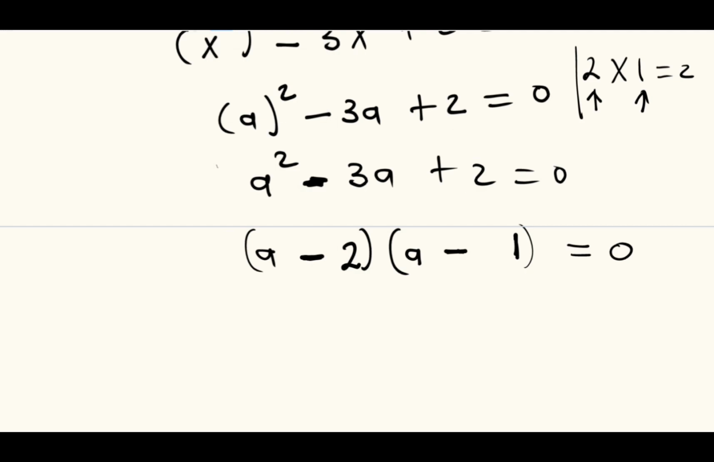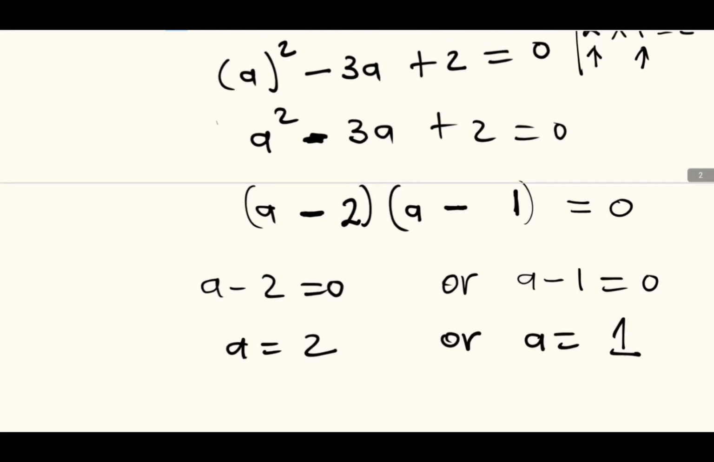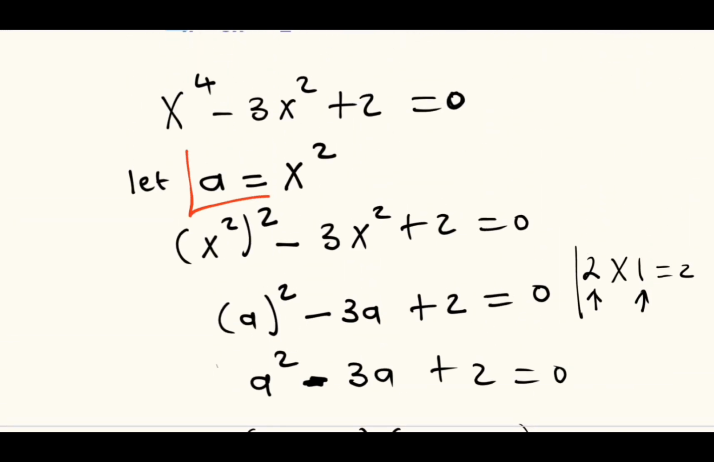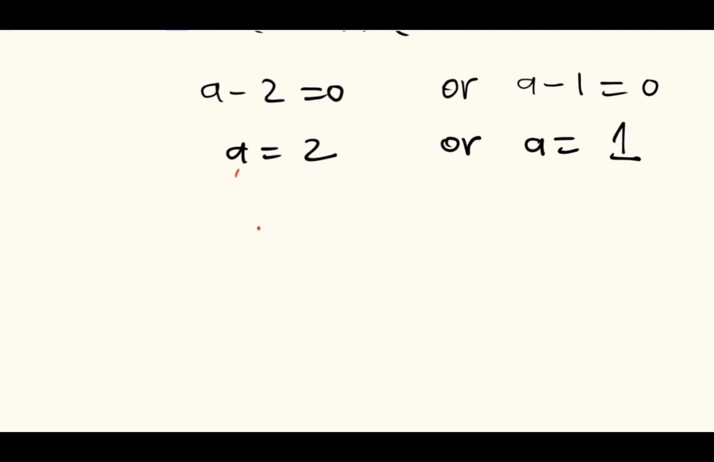From here, we have to solve for a. So a minus 2 will be equal to 0, or a minus 1 will be equal to 0. So our a will be equal to 2, or a will be equal to 1. But remember that we said that we let a equal x squared. So in the place of this a, we will substitute back the x squared. In the place of that a, we also substitute x squared.